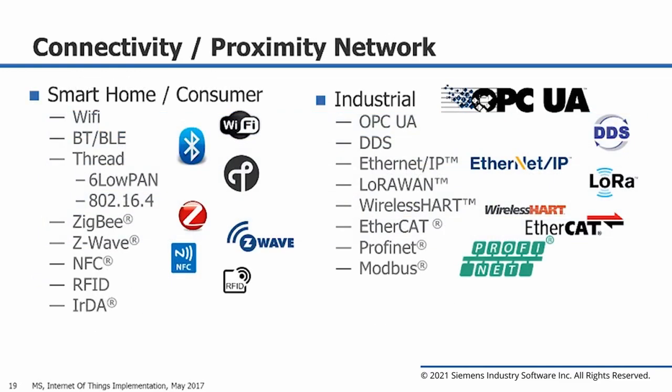Proximity networks have numerous options. I've listed them in two broad categories with Wi-Fi, Bluetooth, Thread, Zigbee, 6-LoWPAN, Z-Wave, NFC, RFID, and infrared, more suitable for smart home or consumer electronics, whereas there is a whole category of protocols that are used in the industrial world. So there are many more that are available that can be used as proximity network, but I'll not go into detail due to time limitations.